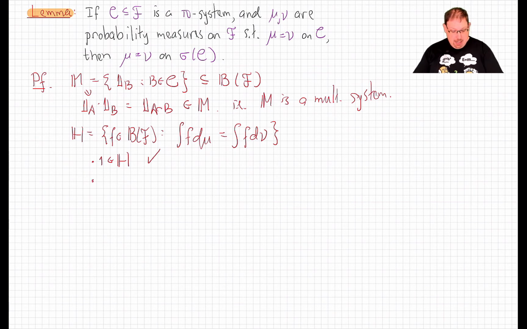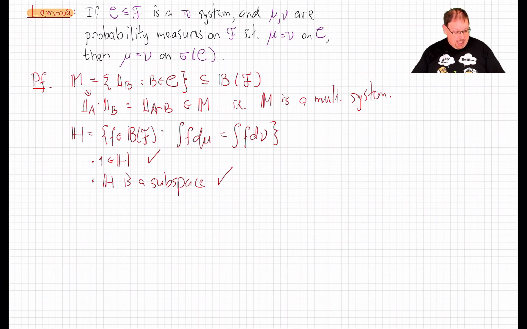We need to see that H is a subspace, but that follows immediately from the fact that the integral is a linear functional. If I take a linear combination of functions in H, then the integral of that linear combination is the same linear combination of the integrals on both sides, and so the agreement of the integrals of the individual functions will give us the agreement of the integrals of the linear combinations.